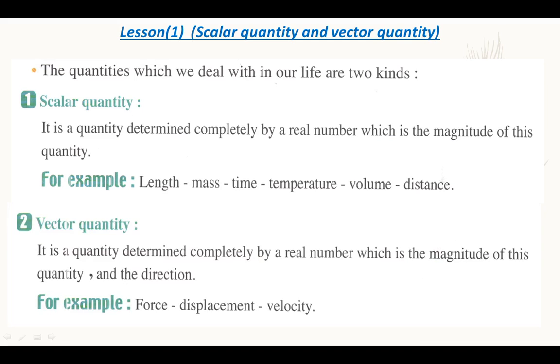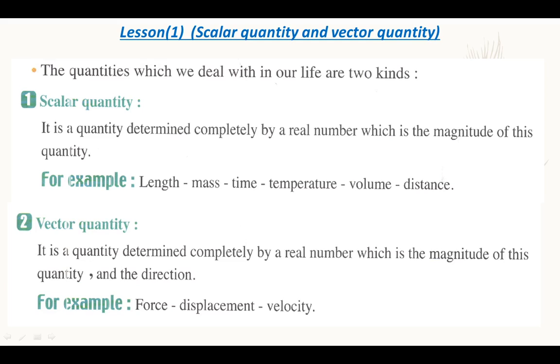And the second kind is called vector quantity. So what is the vector quantity? It is a quantity determined completely by a real number, which is the magnitude of this quantity, and the direction. So the vector quantity is determined by two things, magnitude and direction. For example, force, displacement, and velocity.